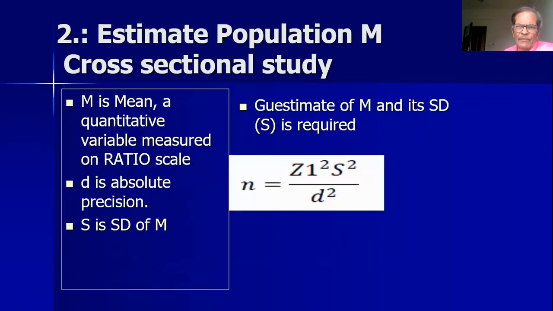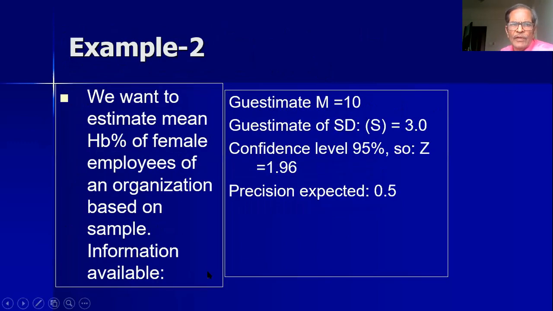Estimating the population mean. Here the variable is not the proportion, but the population mean, and we want to do it in a cross-sectional study. M is the mean, which is a quantitative variable measured on a ratio scale, D is the absolute precision, and S is the standard deviation of M. So the guesstimate of M and its SD is required, as well as D, and the confidence you want, which will give you the corresponding Z value.